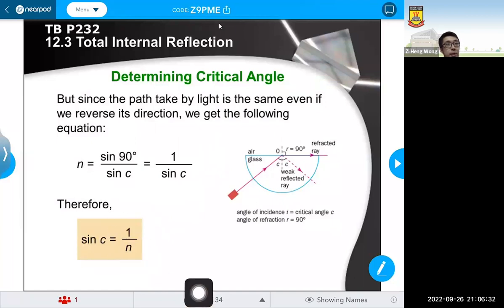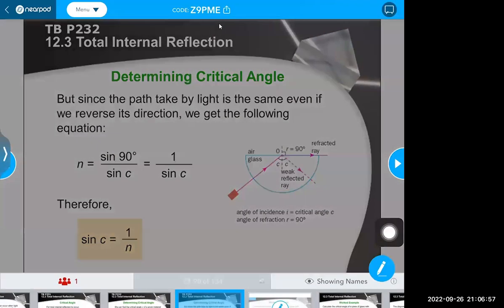So you can see that the critical angle only depends on one thing, and the one thing it depends on is the refractive index. So for a particular material, let's say glass or let's say water, it has a particular refractive index. So it has its own height limit. It has its own critical angle. It's like a property of the object.